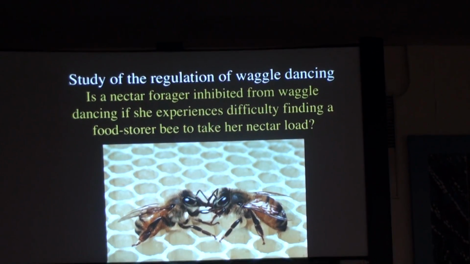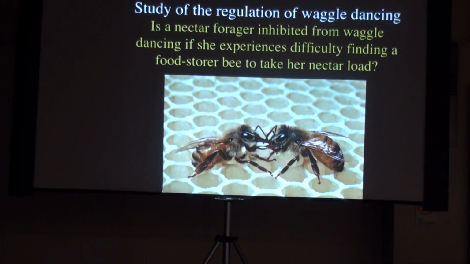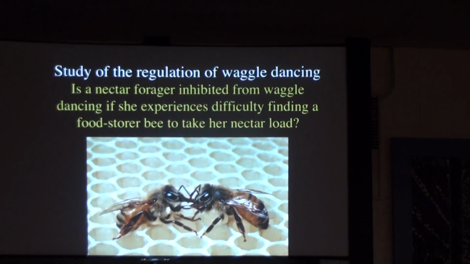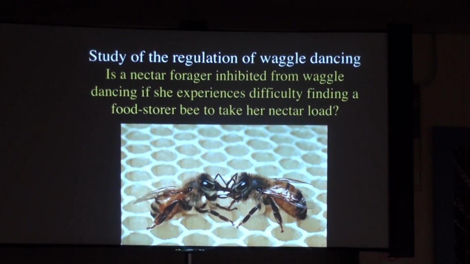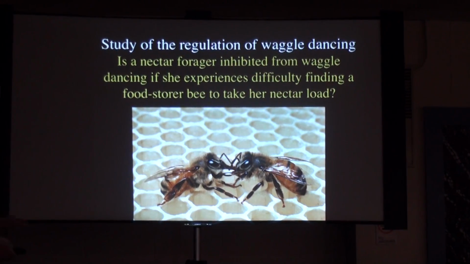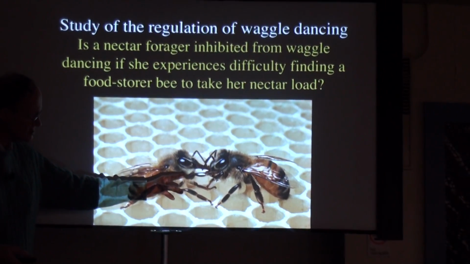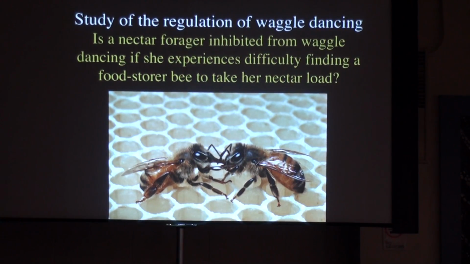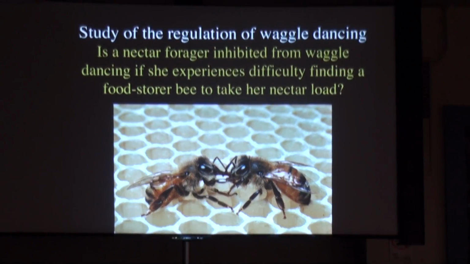Because I reasoned, if there's a lot of nectar available, if there's a honey flow on, then there's going to be a lot of nectar coming into the hive, and so it'd be like a lot of customers coming into the checkout line in a grocery store. I thought, maybe if there's a lot of nectar coming in, bees have a harder time finding a food store bee, and they have to wait longer. And so I decided to test that hypothesis by doing the following experiment.